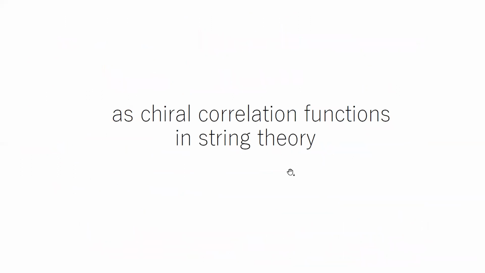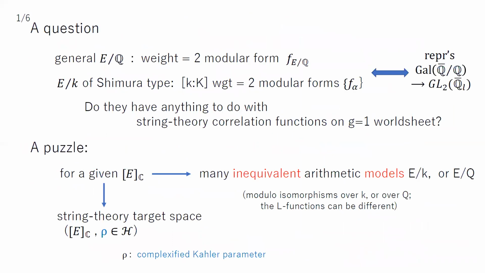So let me continue to a more physics, or string theory, part. It is a natural question, and I believe a natural question to a large number of string theorists, that the modular forms are there. Does the modular transformation in string theory on the genus 1 worldsheet have something to do with those modular forms or modular functions?